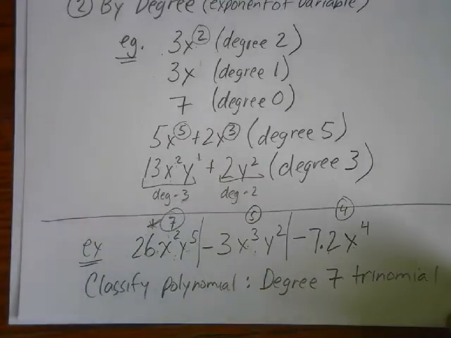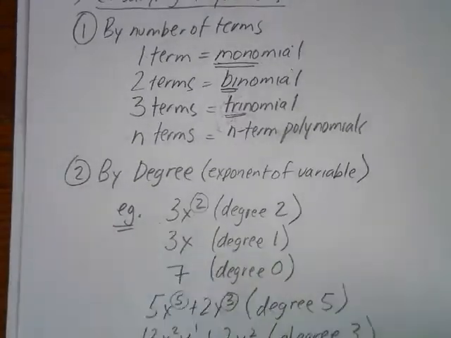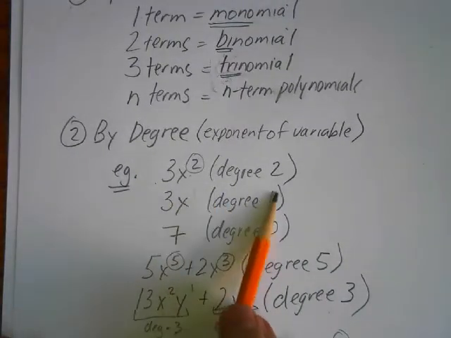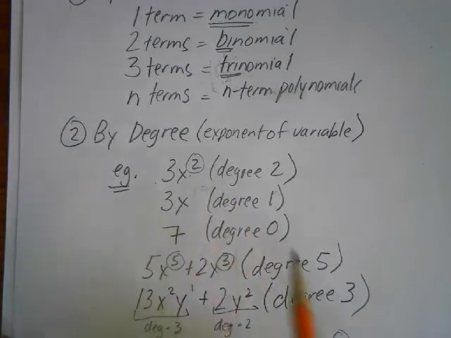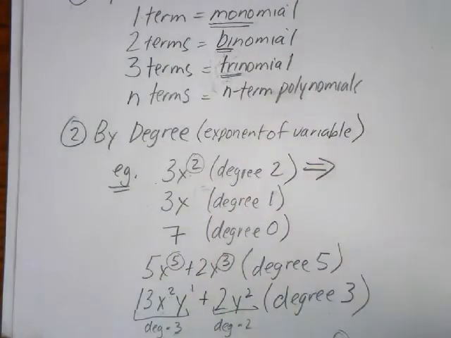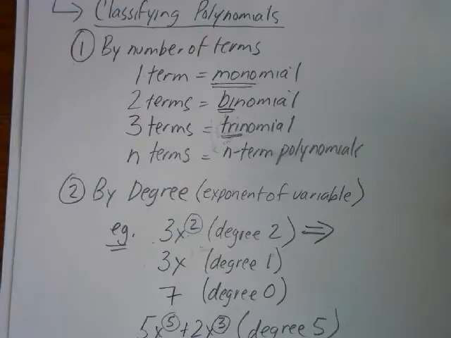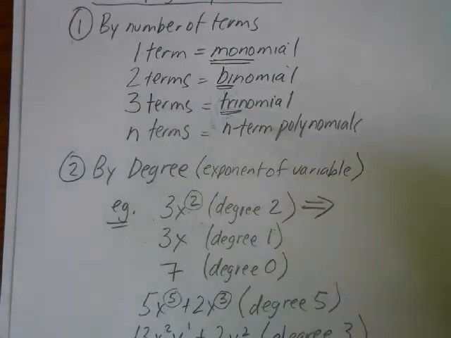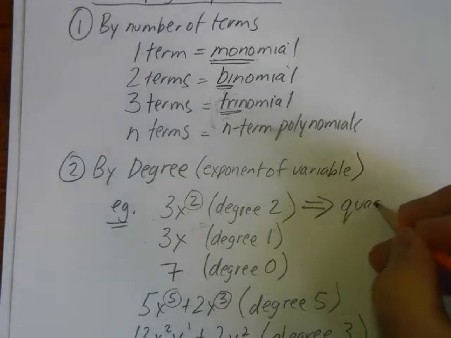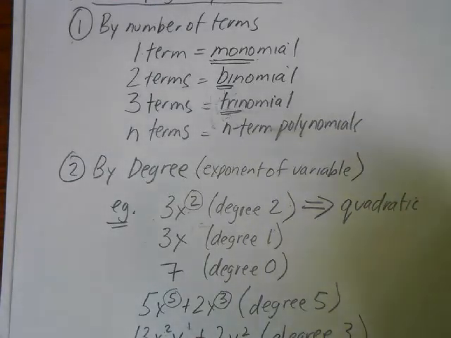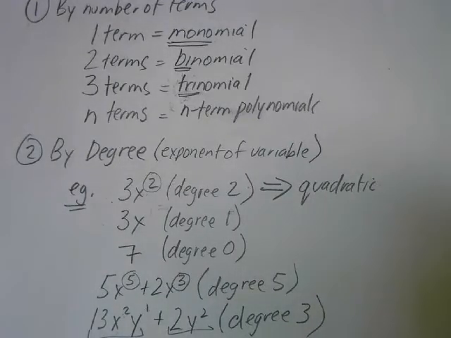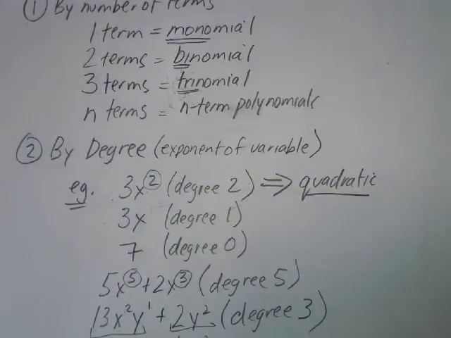Now we have a special name. If I go back to these examples for the degree, anytime we have a degree 2 polynomial, we have a word for that, just like we have a word for the 1, 2, and 3 terms when we classify. If we have a degree 2 polynomial, we call that a quadratic. And we're going to spend the better part of this course talking about quadratic polynomials or quadratic expressions. Could be 1, 2, 3 terms, but this is a very important term for the rest of the course.